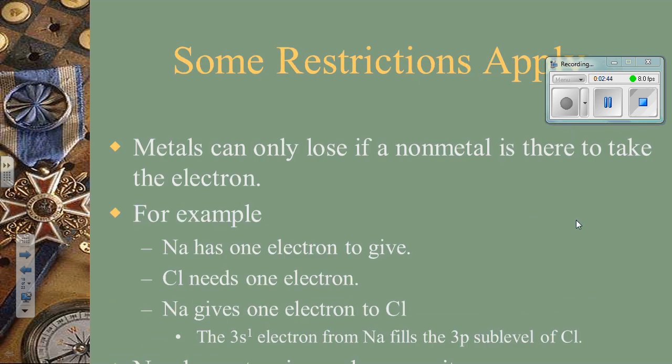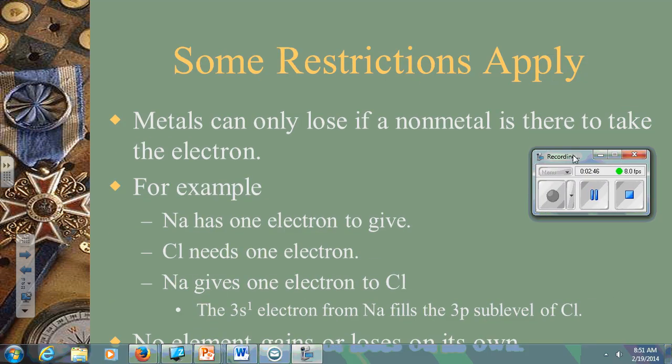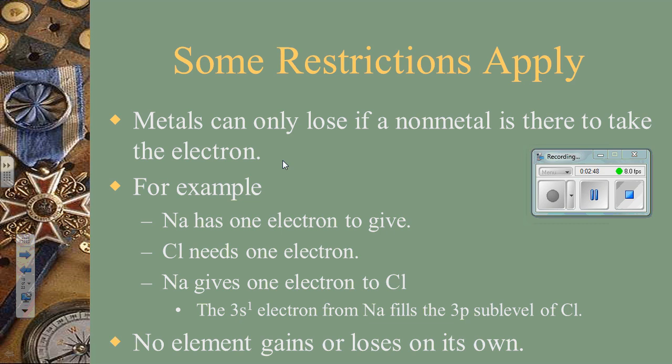Okay, so there is one caveat we have to pay attention to. Metals only lose if there's something to gain. You can't just have metals losing electrons in normal chemical reactions. Nonmetals have to be there to gain electrons. So for example, sodium has 1 electron to lose. Chlorine needs 1 electron to fulfill its octet. So the sodium will give 1 electron to chlorine. The 3s1 electron from the sodium fills the 3p level of chlorine.